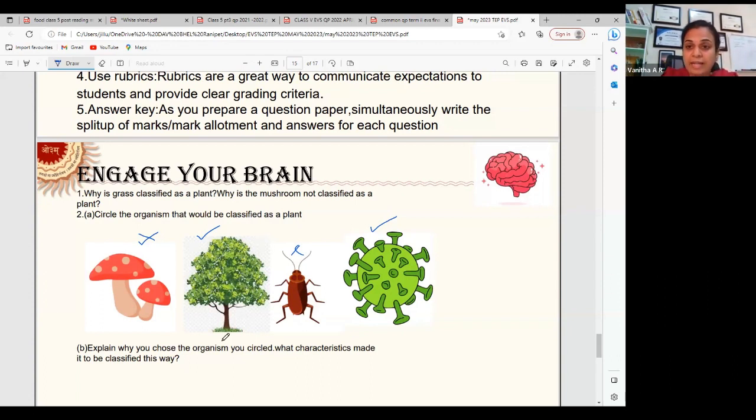The next question, the tail of it is, explain why you chose the organism you circled. So now comes the explanation part. So the child will have to reason it out. Why?